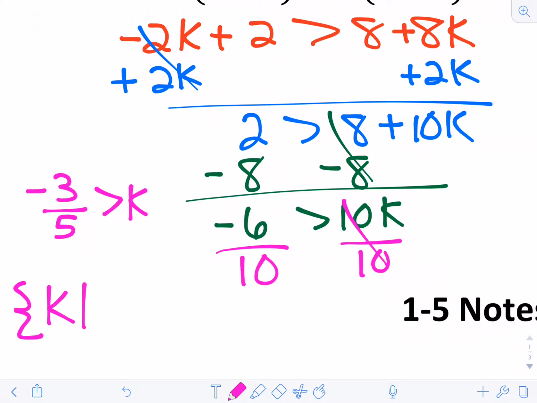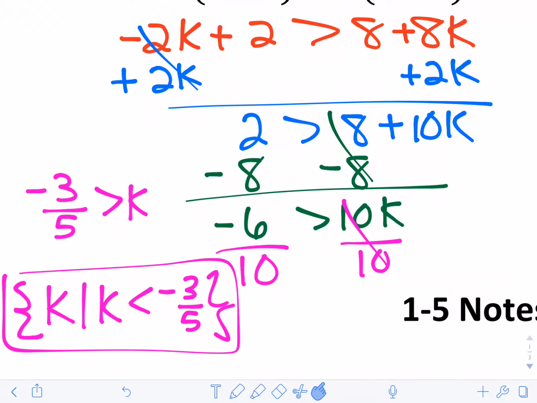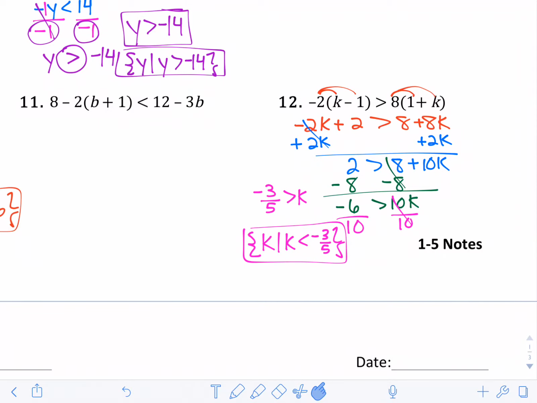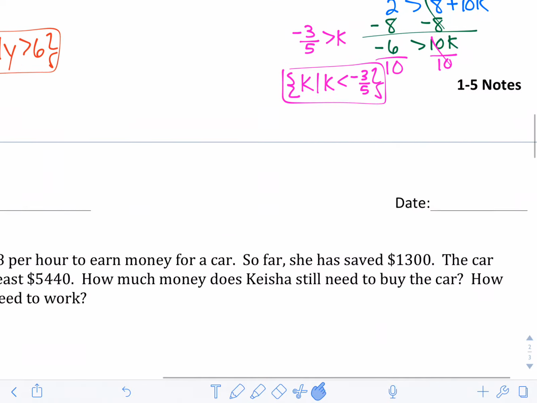All right, for our final answer, we have k such that, and the way I'm going to write this is k is less than negative 3 over 5, because remember, I always like my variables to go on the left side. All right, and that's all the little work problems that I'm going to do.